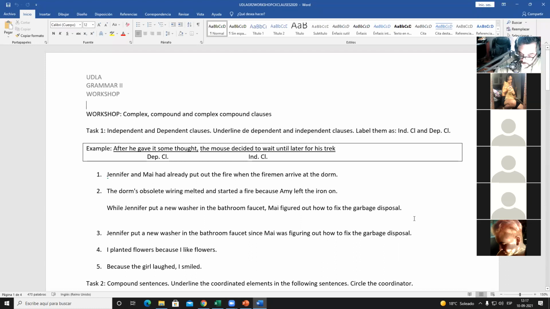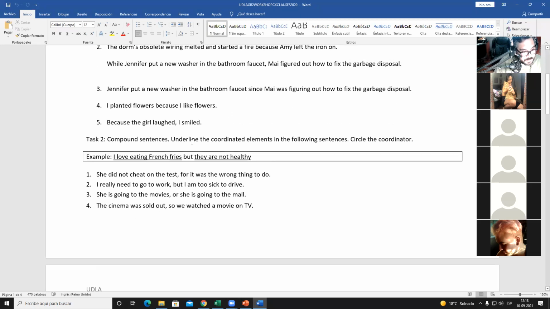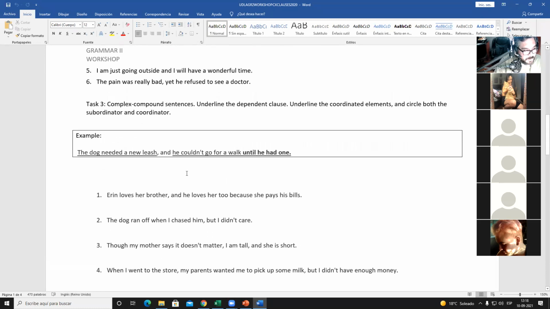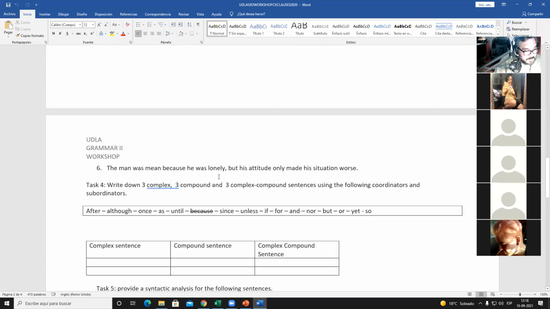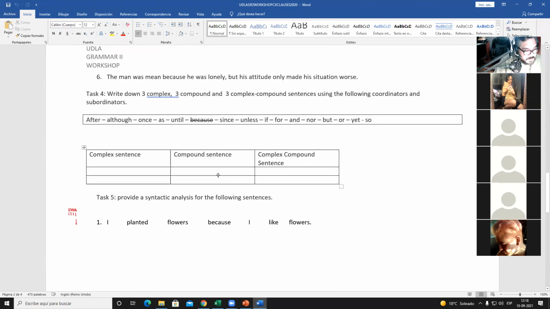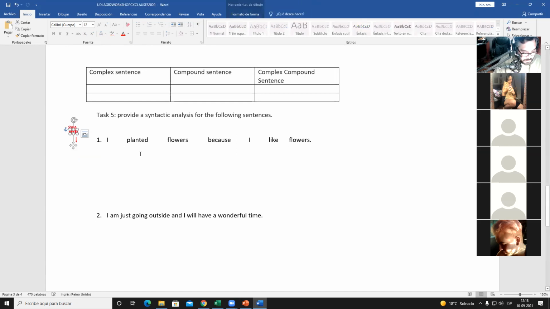Yo le había enviado a su correo y lo tenían que hacer para hoy. El ejercicio 1 es reconocer dependent e independent clauses. El 2 es coordinación, hemos trabajado poco de esto. El 3 es complex compound sentences, donde hay que marcar qué es lo que se une y cuál es la dependent. El escribir oraciones, análisis sintáctico. Oh, mira, quedó ahí una rayita.